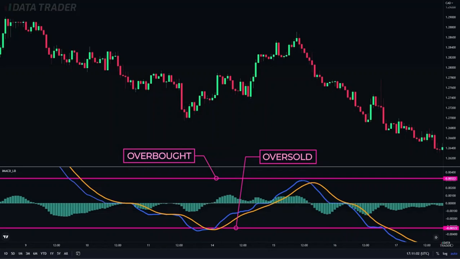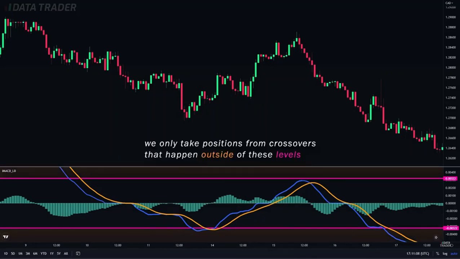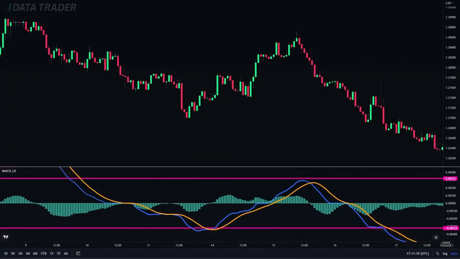So, the reason we apply these overbought and oversold levels to the indicator is because we want to make sure that we only take positions from crossovers that happen outside of these overbought or oversold levels. Because this means that the price is overextended, and prices that are overextended will have a higher chance of making significant moves. Now, you may be wondering, how did I determine the exact placement of these lines? So here's how you do it.